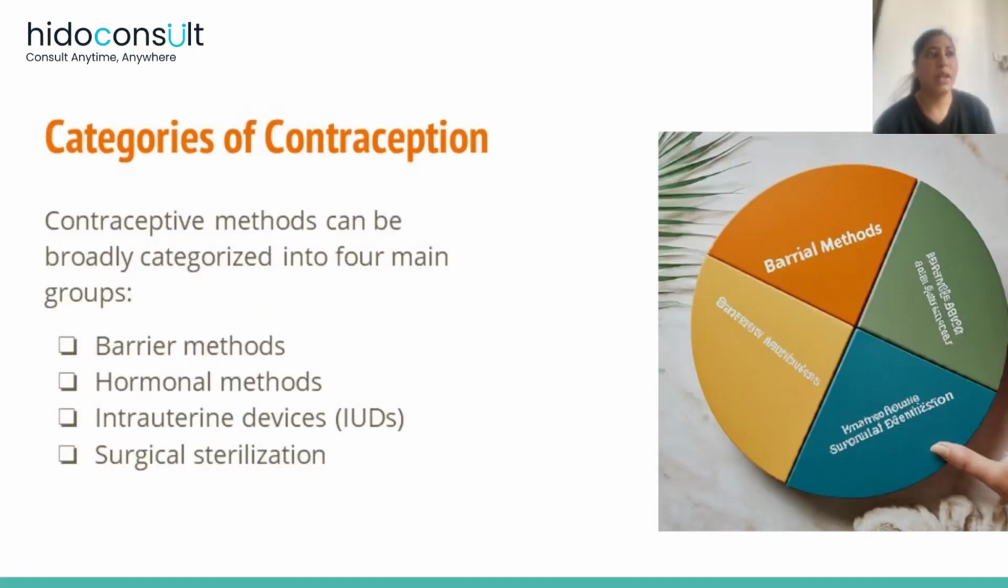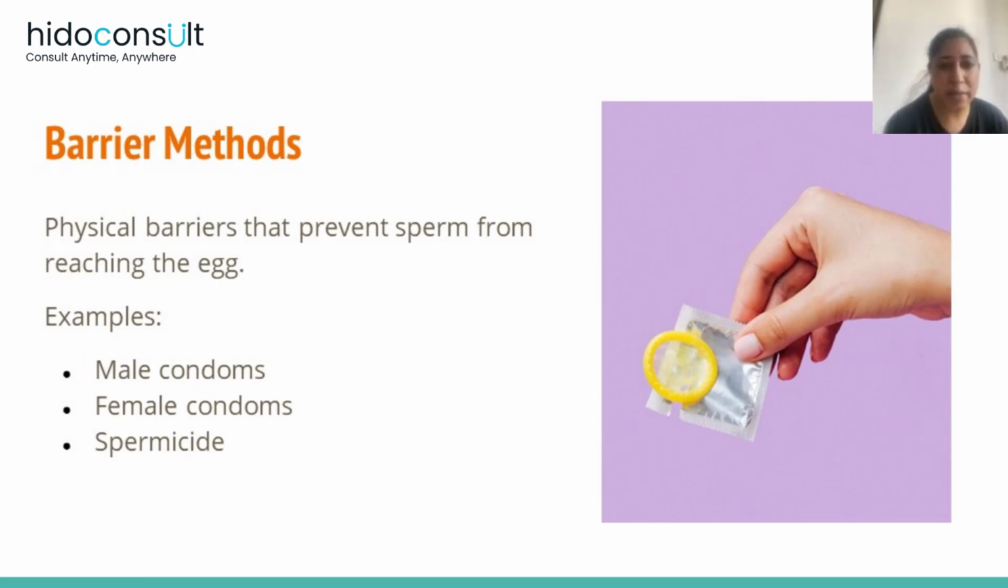So coming to the categories of contraception. Contraceptive methods can be broadly categorized into four main groups. The first one is barrier methods, the second one is hormonal methods, the third one is intrauterine devices, and the fourth is surgical sterilization. Coming to the barrier method, it is basically a physical barrier that prevents sperm from reaching the egg. Examples of it are male condoms, female condoms and spermicide.